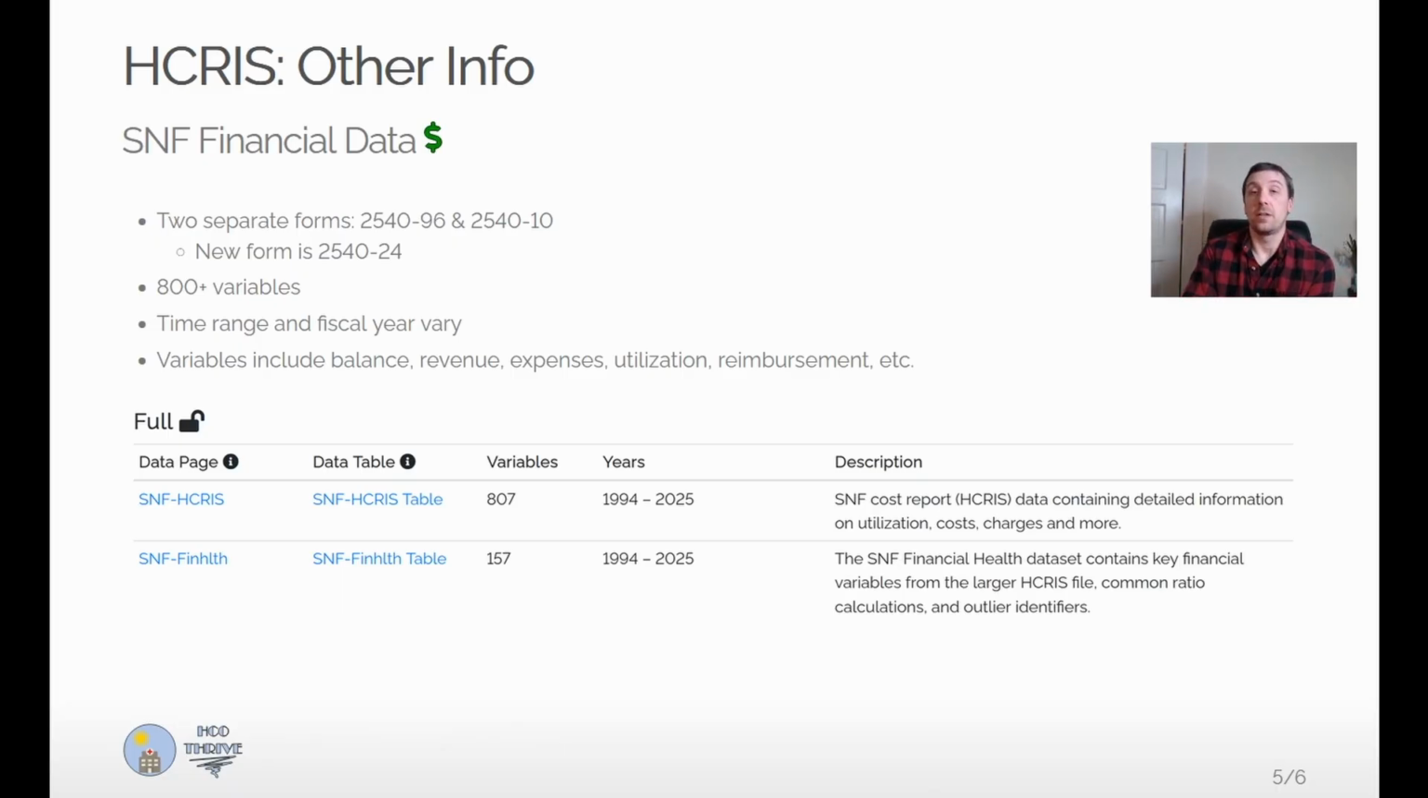As I mentioned, there's quite a few variables in the overall HCRIS dataset. And of course, this isn't everything that's included. So as I mentioned, there's over 800 plus variables. Time range and fiscal year may vary. What I mean by that is some providers' fiscal year starts in July.